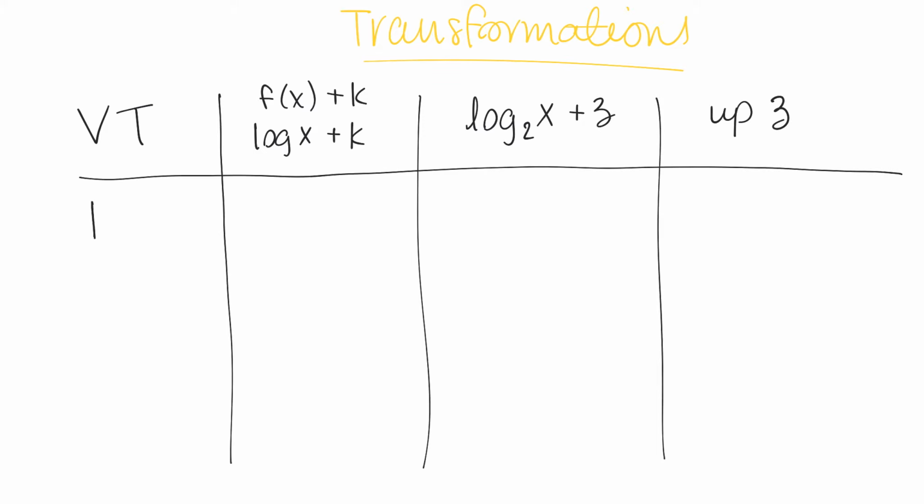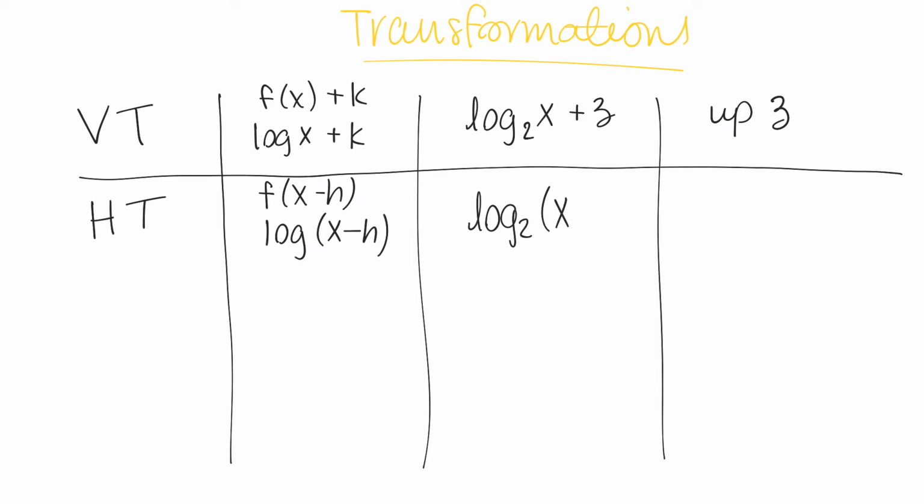Okay, so let's go horizontal. Horizontal translations are f of x minus h. So on a log function, that's going to be log of x minus h. As an example, we would have log base 2 of x, let's say minus 4. The difference here is really these brackets. In our vertical, you take the log base 2 of x and then you add 3 to it. Here, we're doing that to the x first.